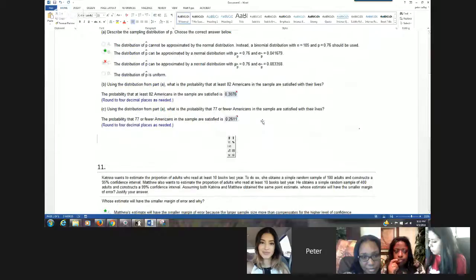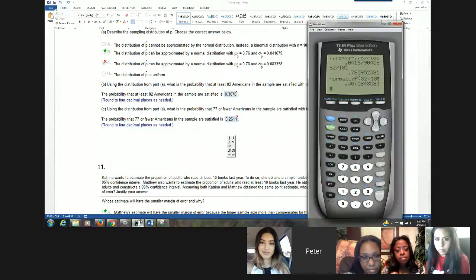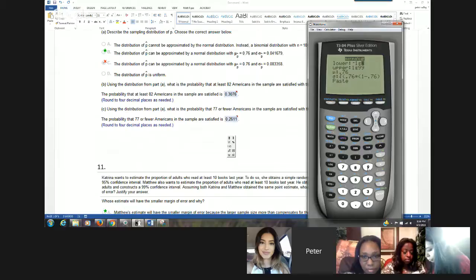Then part C says 77 or fewer, so that means 77 is an upper bound. But again, I'm not typing in just 77. This whole problem is proportional, so I need to translate that into proportional. So norm CDF. The upper bound this time is 77, so my lower bound is negative infinity. And not just 77, but 77 divided by 105. Everything else is the same though, so I can just go down and hit enter. Yay! All right, so that's how I get that question.